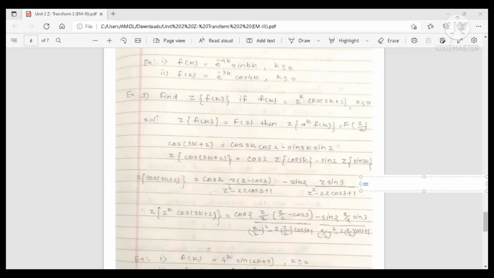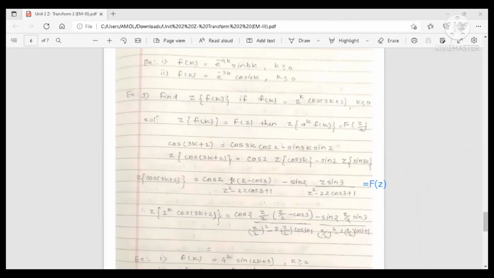Is equal to f of z. This is f of z. Now in this term, you replace that z by z upon 2 because we are using the change of scale property. In place of 2, the term is z by 2. So you replace z by z by 2 in f of z. This is your f of z term.